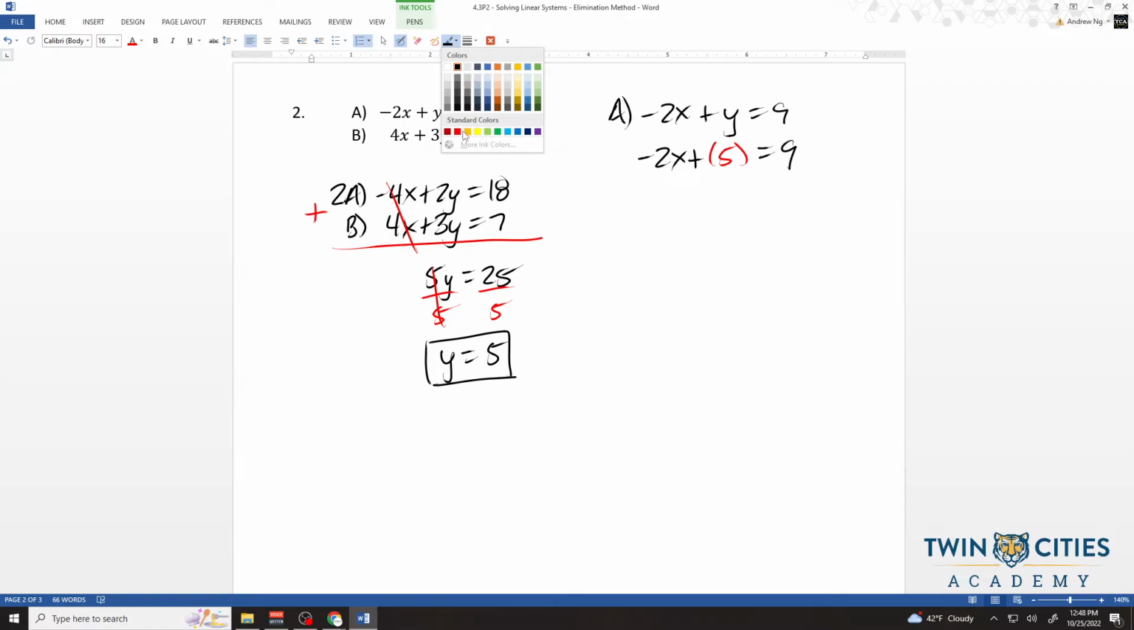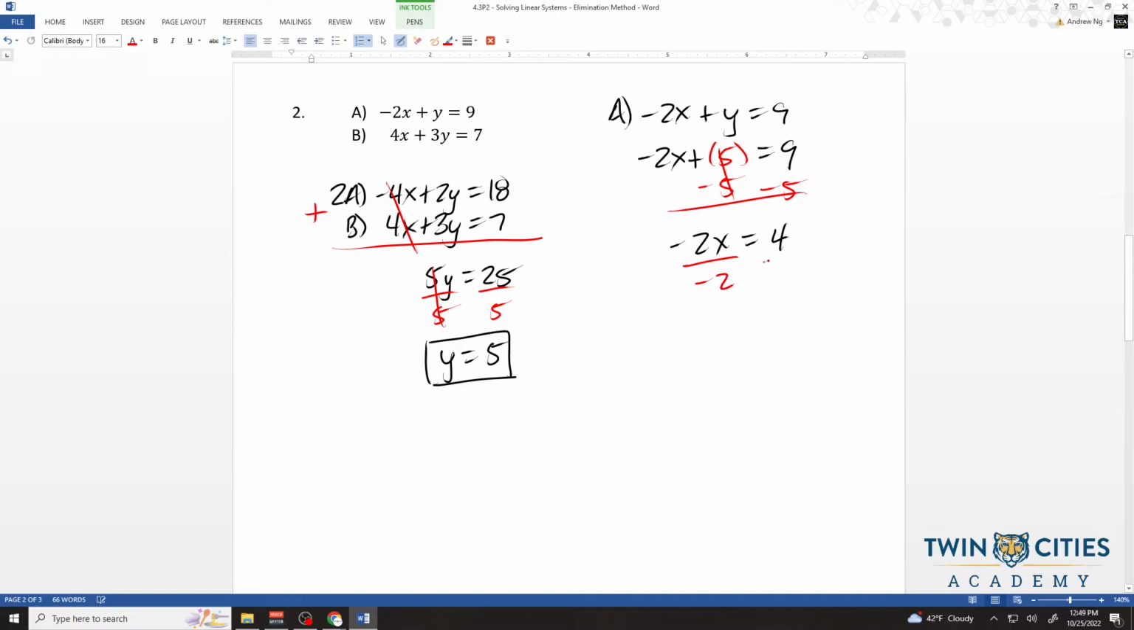I'm going to subtract 5 from both sides. Negative 2x is equal to positive 4. And finally, let's divide by negative 2 here. This will get x equals 4 divided by negative 2 is negative 2. This means that this system has an intersection for these equations at negative 2, 5.